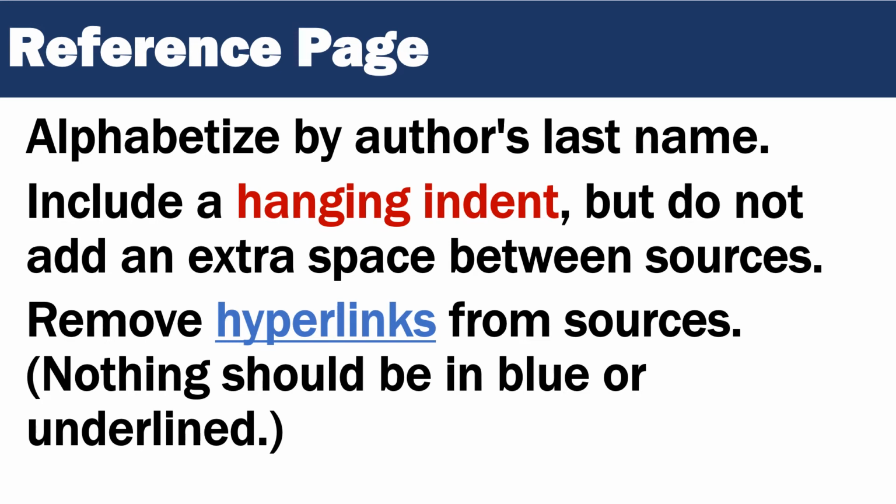Finally, remove hyperlinks from your sources. Nothing should be in blue or underlined. Most likely, most of your sources will be from the internet. Microsoft Word will automatically turn a www dot into a hyperlink, which makes it blue and underlined. This is not the proper format, so you'll have to right-click on each hyperlink and click on Remove Hyperlink.